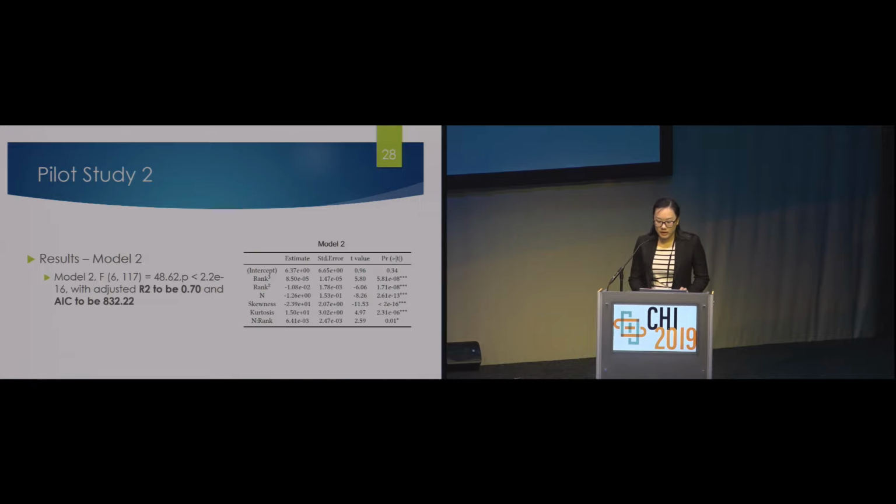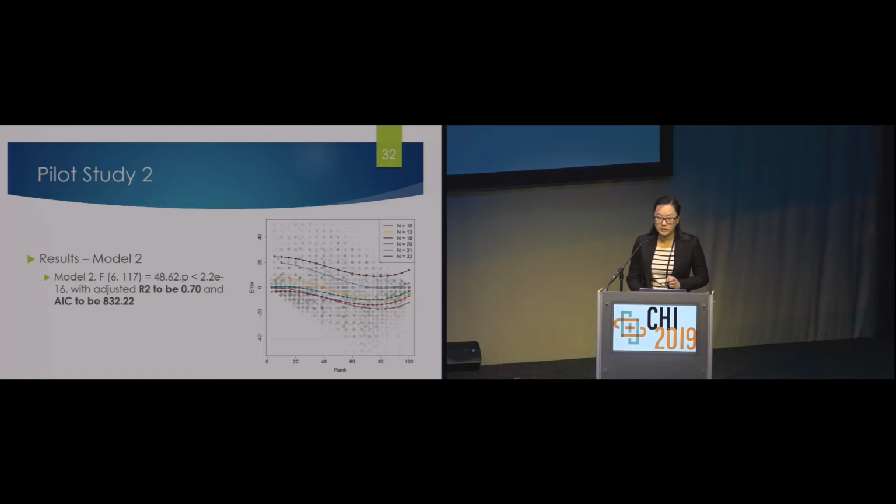After a very careful stepwise model selection, we constructed a model denoted as model 2. And this model has a quite good model fit and is not very complicated. As you could see, in model 2, there are in total 6 factors, including 2 terms of the target bar rank, number of data items, skewness and kurtosis of the data set, and also the interaction between number of data items and target rank. This figure shows the prediction results of this model and also the original data samples.